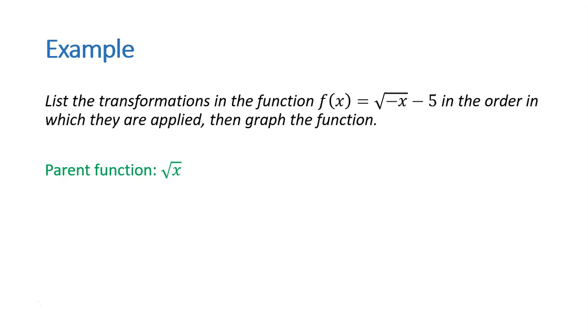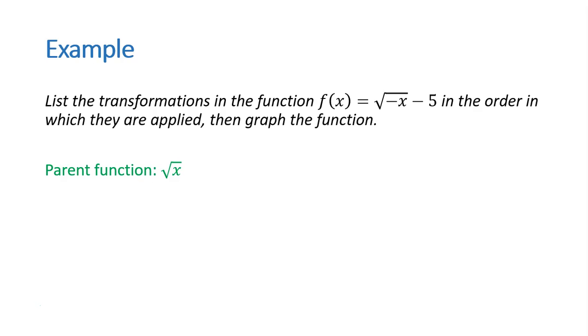Then we need to look at everything else that's in the function besides just the operation in the parent function. So we've got a negative multiplied by the x, and we've got subtraction of 5 applied after the square root. So we go through our list. First thing we look for is a horizontal shift. We get a horizontal shift from adding or subtracting directly onto the x. In this case, nothing is added or subtracted directly from the x, so we don't have a horizontal shift. So we don't have one of those, we go to the next.